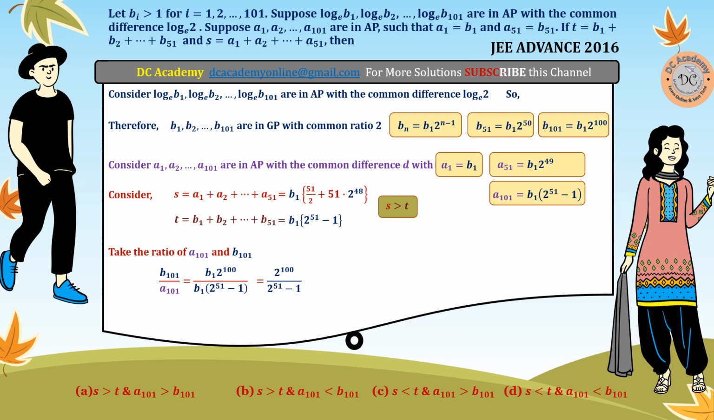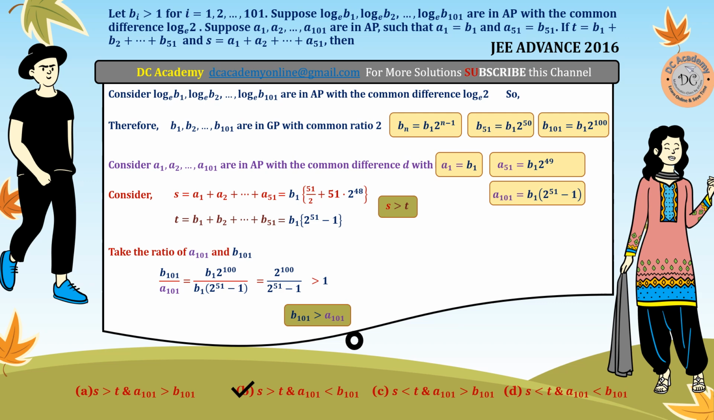So we conclude that in the ratio of B101 and A101, the numerator is much higher than the denominator. So this ratio should be greater than 1, and hence B101 is greater than A101. So for this particular problem, option B is the correct choice.